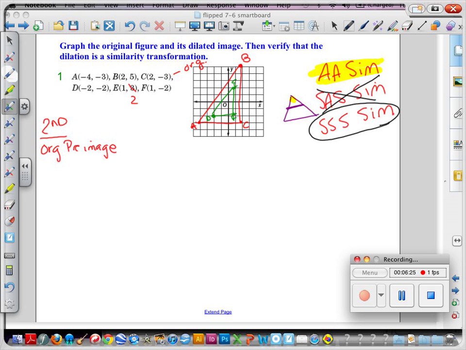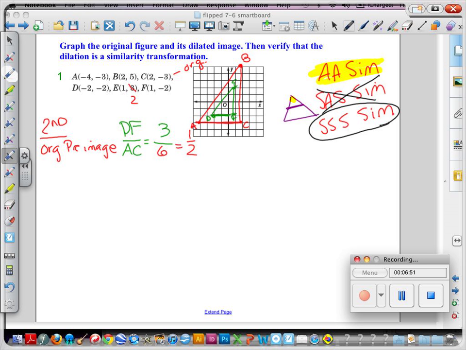So I'm looking here, I'm going to do the DF and AC, and I can count those out. I can count DF out, and I'm getting 3. And then I can count my AC out, and I get 6. And that reduces to a half. So my DF over AC gets me half.